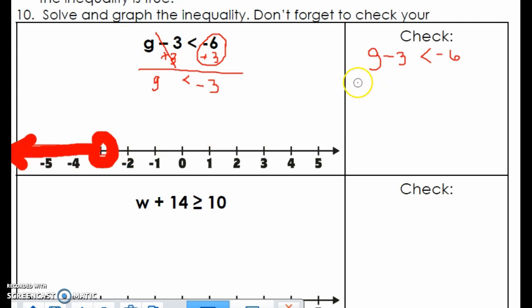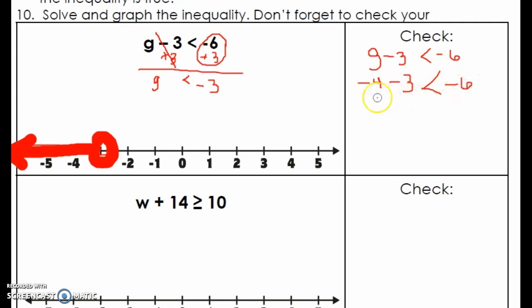So let's do that. Let's say negative 4, and you can pick any number. Negative 4 minus 3 is less than negative 6. Well, the signs here are the same, negative 4 and negative 3. That means we find the sum, and negative 4 and negative 3 is negative 7. Is negative 7 less than negative 6? Yes, put a check, it does work. Let's try the next problem.